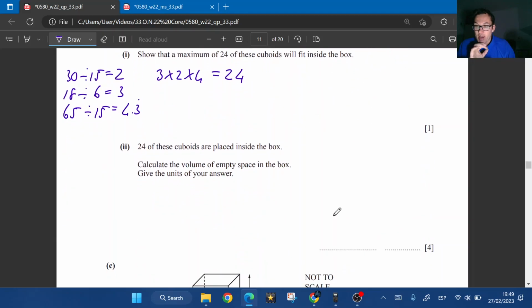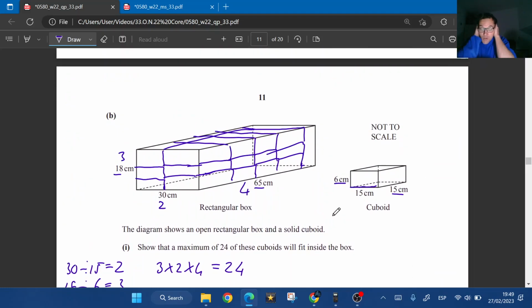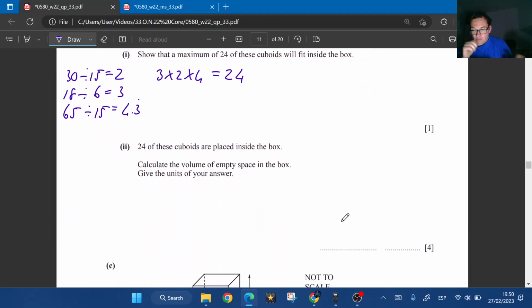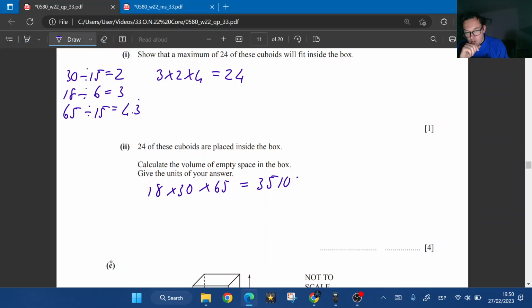Calculate the volume of the empty space in the box. Give the units of your answer. Oh my goodness. Let's get the volume of the whole box first. Okay, that's not too hard. 18 times 30 times 65. That gives us the volume of the whole box. Of course, this was centimeters times centimeters times centimeters, so it's centimeters cubed. Let's write it there. We already get that mark, the units.